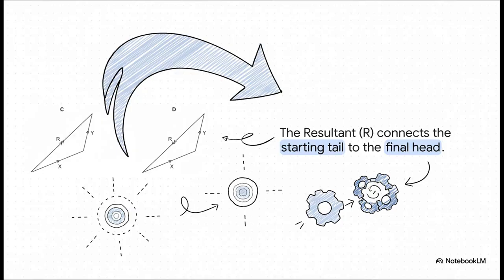You draw a new arrow that starts at the very beginning, the tail of the first vector, and ends at the very end point, the head of the second vector. This new arrow, which we call the resultant, represents the total, combined effect of those first two vectors. It's the net result of all the forces acting on that object.